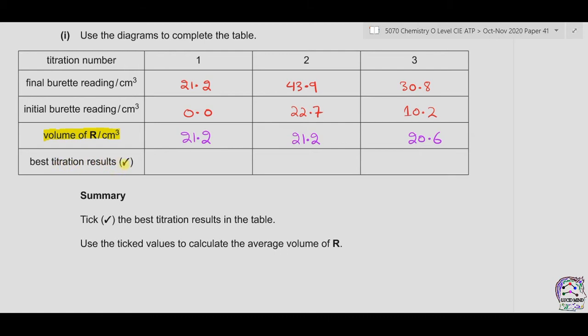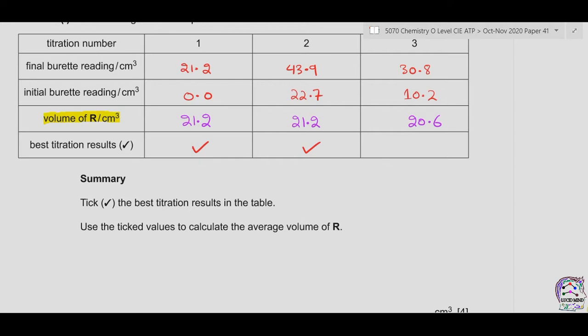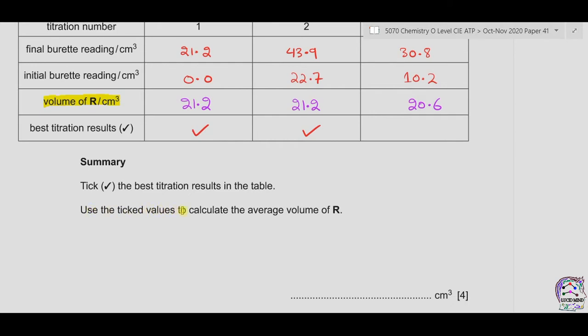Next is the best titration results. You should take the ones that are closer together, so we can see that these two are actually the same, so we should tick these two. Use the ticked values to calculate the average volume of R. As we have two ticked values, we can take the average by adding these two and dividing by 2. So the average is 21.2 centimeter cube.